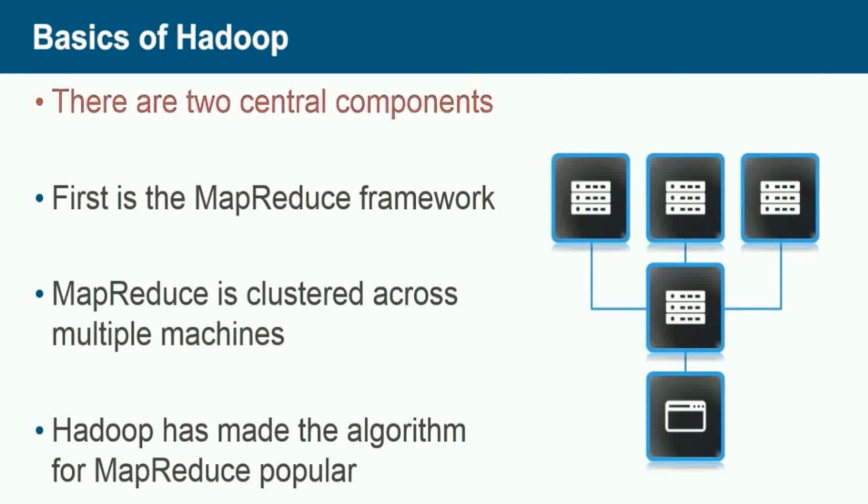There are two central components to the Hadoop framework. First, the MapReduce framework is designed to compute large volumes of data in parallel. This requires clustering data across multiple machines. A MapReduce task involves two steps, mapping and reducing. The algorithm for MapReduce is not new, but has become popular because of Hadoop.